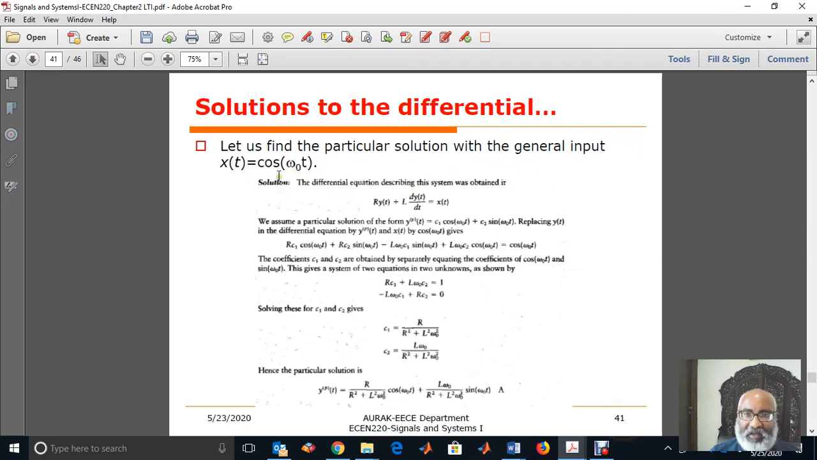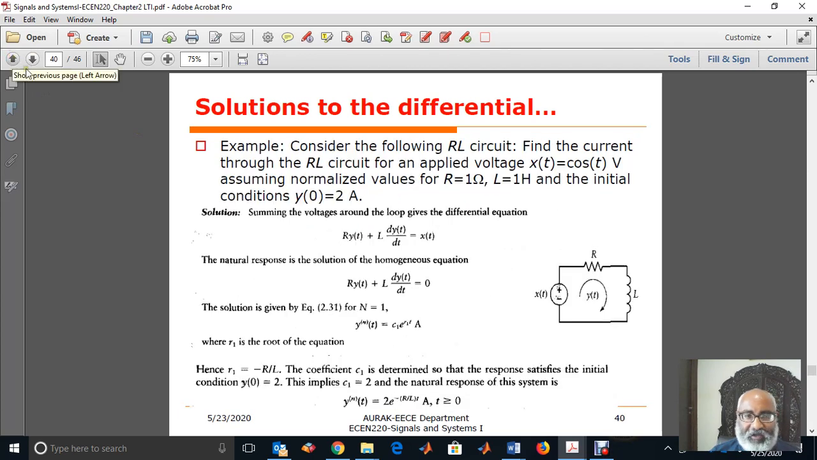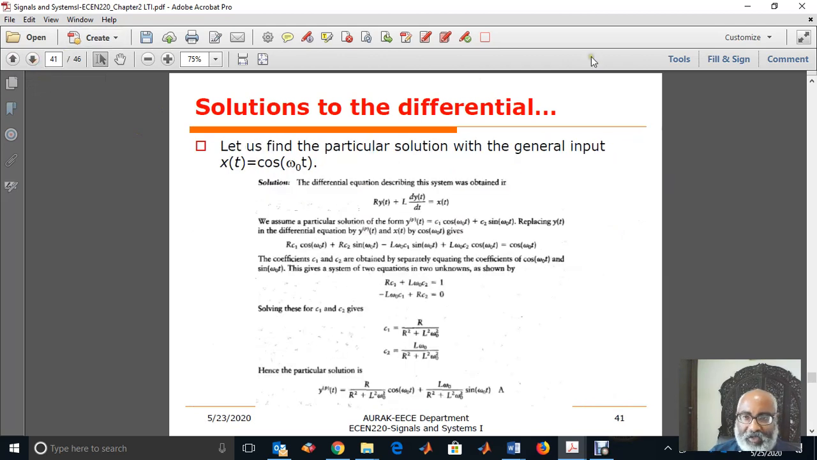The next one is the particular, the forced response. Now here the input is given as cosine of t. For cos omega naught t, the particular solution will be C1 cos omega naught t plus C2 sine omega naught t. This is the form of the particular solution. It will have cosine and sine. So we have to solve for C1 and C2.